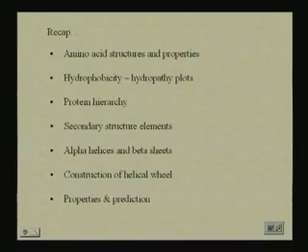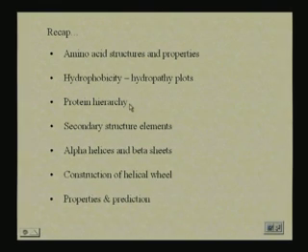Okay, we complete our discussion on protein structures today, and just to recap on what we've done so far. Initially we studied the different amino acid structures and their properties. We considered hydrophobicity as the most important property of amino acids and constructed hydropathy plots to determine which regions of the protein amino acid sequence are actually hydrophobic in nature, which would occupy the core of the protein.